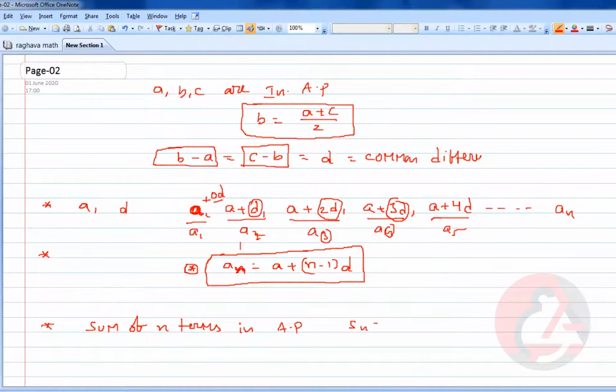SN formula. We have two formulas based on the given data. If you know the first term and the common difference, and the number of terms, Sn is equal to n by 2 into 2a plus n minus 1 into d.